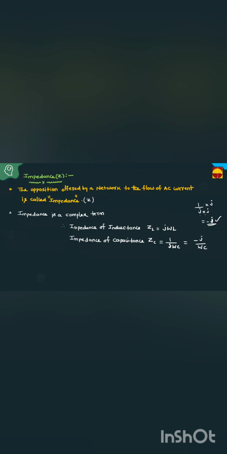You have to use either i notation or j notation, but instead of i, we are using j. The reason I told. What is the impedance of resistance?